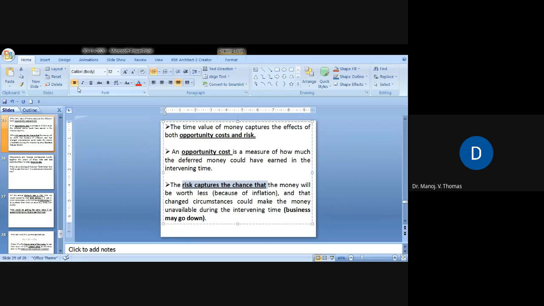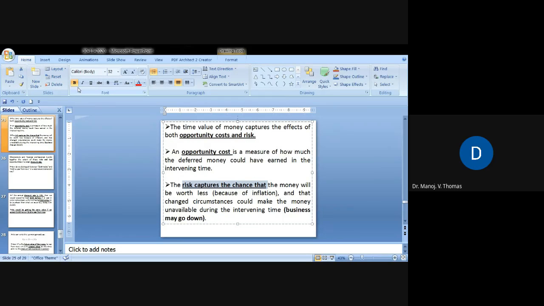After 1 year, I am giving you $100. So opportunity cost is, if I defer the receipt of this money, how much could I have earned if I get the money right now. So that is opportunity cost. So obviously the money received today will be more cost effective than the money we receive after some time.